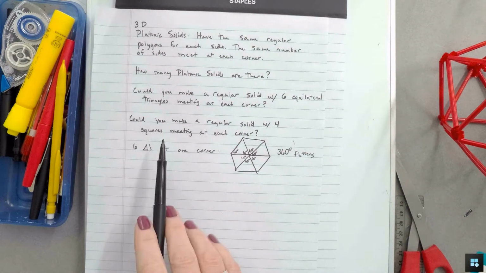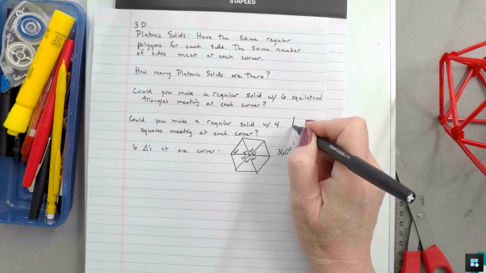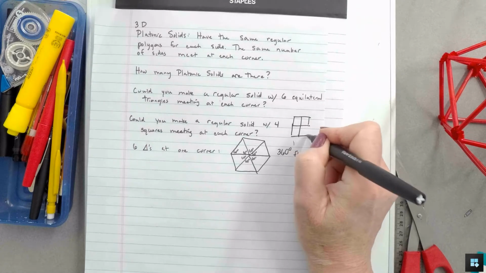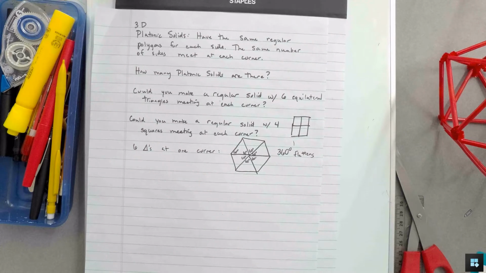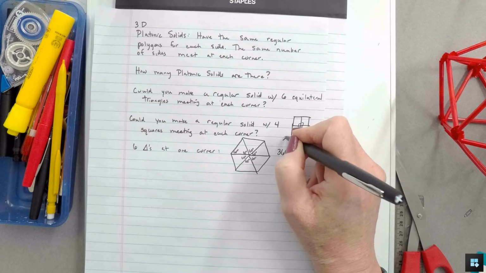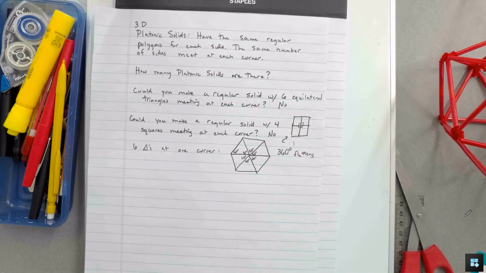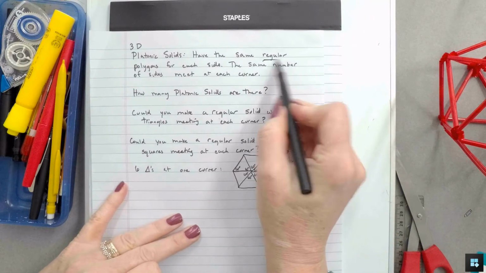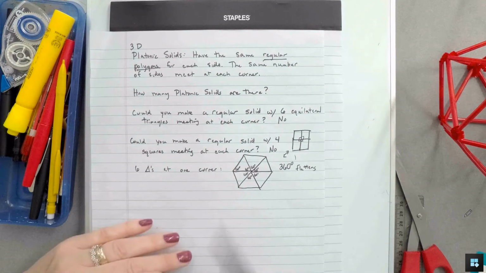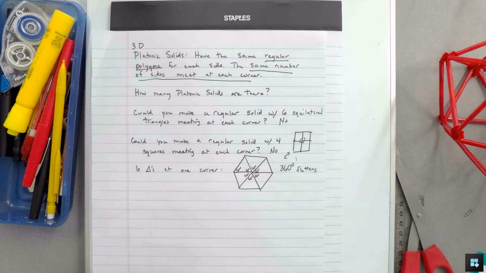What about the question, could you make a regular solid with four squares meeting at each corner? How many degrees would that make up? If you have four squares meeting in a corner. Yeah, same thing. 360 degrees. So the answer for both of these is no. So in the search for creating the Platonic solids, or regular solids, the problem is structural. You want to put regular polygons together for each side, and the same number of sides meeting at each corner. So there's some physical restrictions there on what you can build and how to build it.